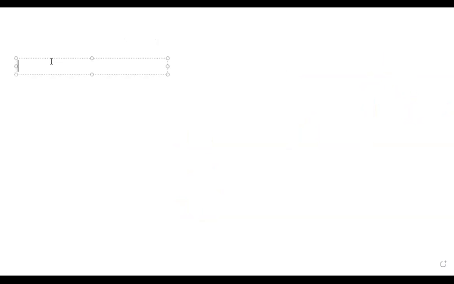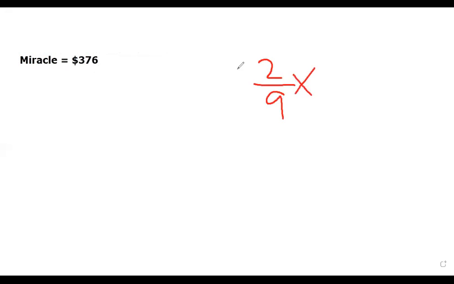So let's remind ourselves, we already found out the amount that Miracle got. And we said that Miracle got 376. Now we're going to figure out how much each of the other girls got. We're going to start with Brianna. And just as a reminder, Brianna got 2 parts out of a total of 9. So for Brianna, it's 2 out of 9. And we multiply by our total amount, which is 846. And remember, because we're multiplying fractions, we make our whole number into a fraction by dividing by 1.